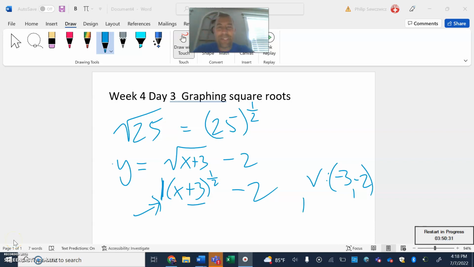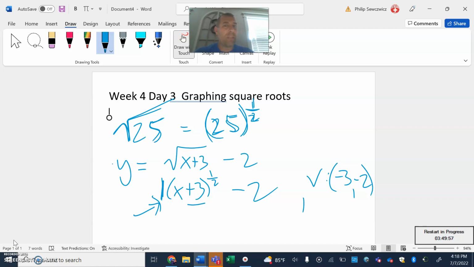So graphing with square roots is actually the same as graphing our parabolas or our quadratics here. Remember, that means it has an exponent of 2. Well, a square root, so the square root of 25, is the exact same thing as taking 25 and raising it to the 1/2 power. So we can get started with the exact same vertex form and apply it with our square roots.